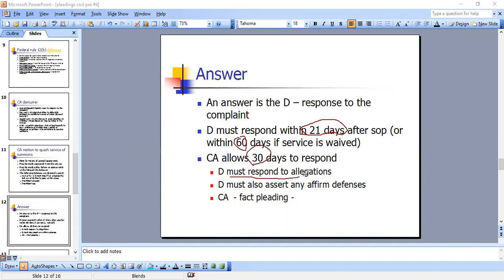The defendant must respond to the allegations. The defendant must also assert any affirmative defenses in his response. And California wants fact pleading, very specific fact pleading. Federal doesn't. They want plausible, except if it's fraud and those other ones.